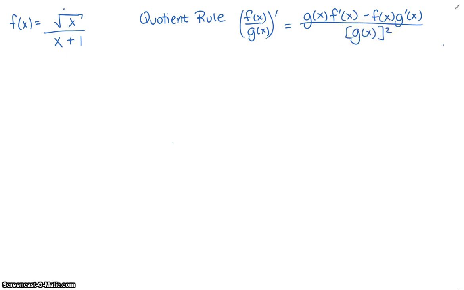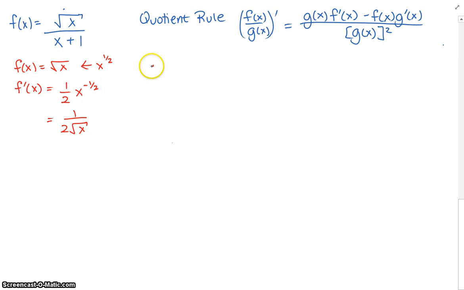So in this particular case, if you wish to write out what your parts are, you have the square root of x. If you take the derivative of that, remember that this is x to the half, so then you have 1/2 x to the negative half, which is the same thing as saying 1 over 2 root x. Your g of x is going to be x plus 1. G prime of x is going to be 1. So we can use this then to find our first derivative.